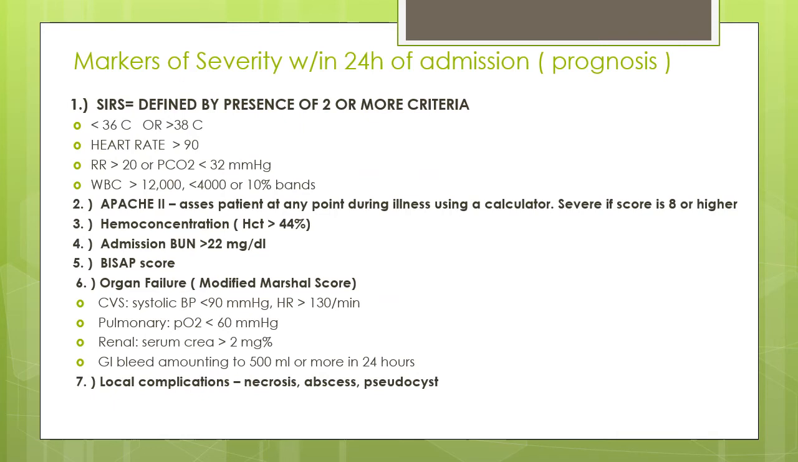Predicting severity is of the utmost importance to improve outcomes in the management of acute pancreatitis. Several scoring systems have been proposed to predict severity. The presence of systemic inflammatory response syndrome or SIRS, APACHE scoring, hematocrit level, the BUN, the BISAP score, the presence of organ failure and complications are markers utilized to predict a more severe condition.